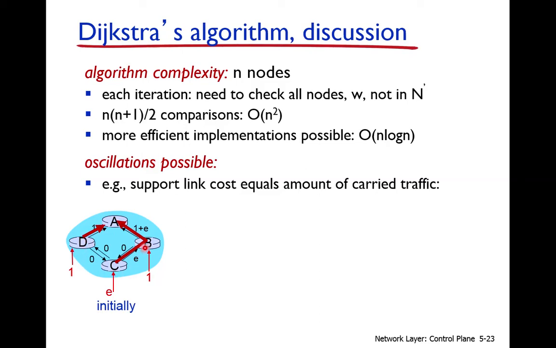Now if B node wants to send the next packet, the second packet, B has come to know that on this link the load is 1 plus e, and on this link the load is less, because here is e, here is 0, here is 1. So this path is less congested, so B will decide to use this path for the second packet.